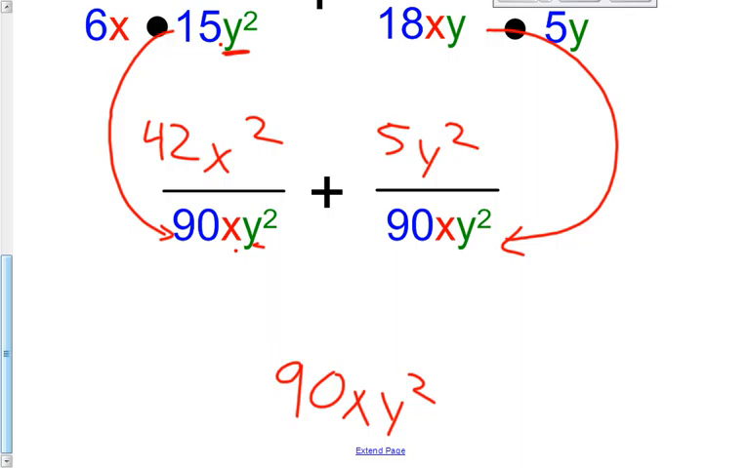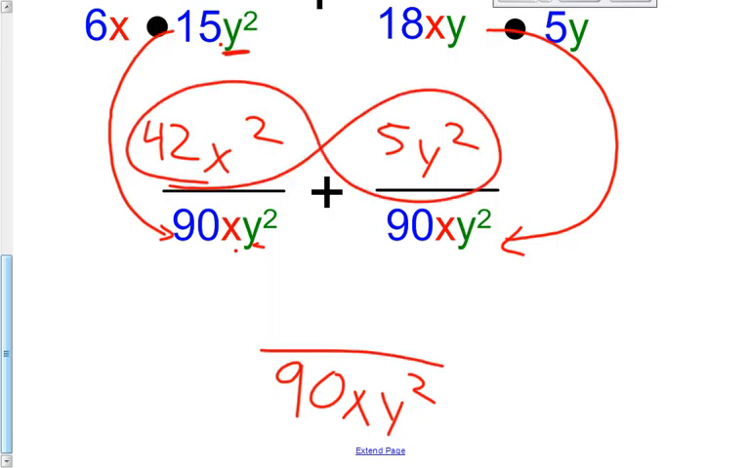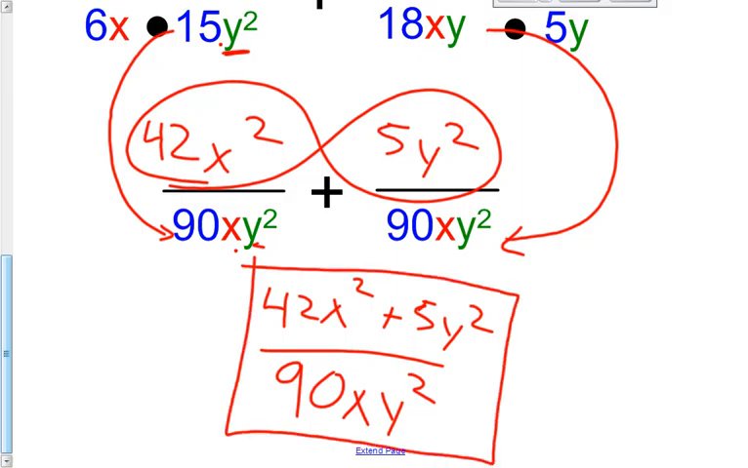Now class, we're going to have one common denominator, 90xy squared, and we're actually going to add the numerators. Once you get common denominators, you can just add the numerators. So you get 42x squared plus 5y squared. A lot of the time at this step, you're now going to combine like terms if you can. However, on this one, there's no like terms that can be combined in the numerator, nor is there any canceling that you can do with anything in the denominator. So we are done. This is our answer. Why don't you guys try number 2 on your own?